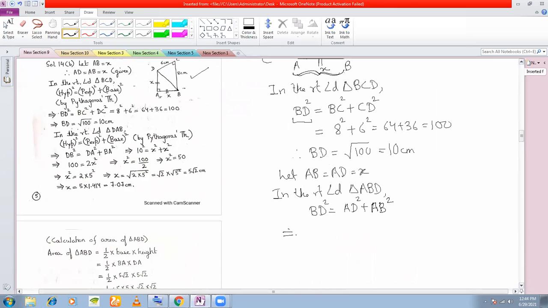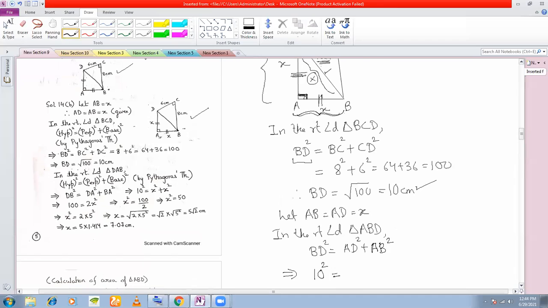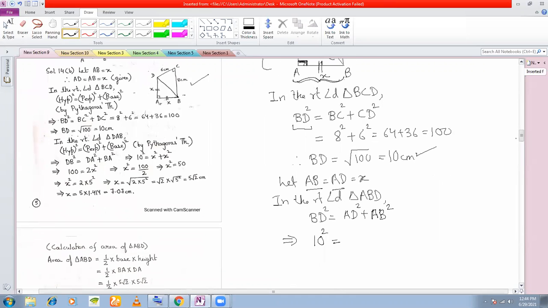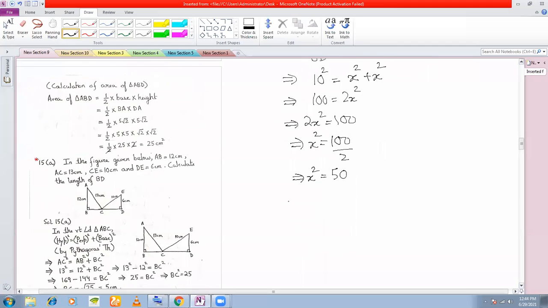Now you put the values here. How much is BD we have calculated here? BD we have calculated here as 10. So you put 10 square. And AB and AD I have taken as X. So you put it here. AD square is X square and AB square is also X square. So now you can solve this equation. You get 100 is equal to 2X square. That means X square is equal to 100 divided by 2. That means X square is equal to 50. That means X must be equal to square root of 50.